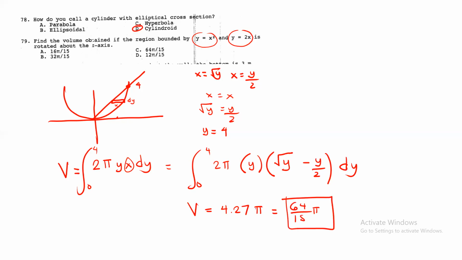So, guys, para makuha nyo yung eksaktong sagot, ang gawin nyo is, tanggalin nyo muna yung pi. Huwag nyo isasama dito yung pi, no? Huwag nyo muna isama dyan, then saka kunin nyo yung decimal point na sagot, or yung buong sagot na may decimal, then saka mo isalpak yung pi. Then, itong 4.27, since equal yan sa 64 over 15 pi, so yan yung sagot. So, the answer is letter C.